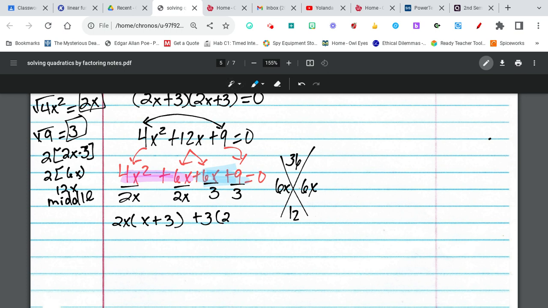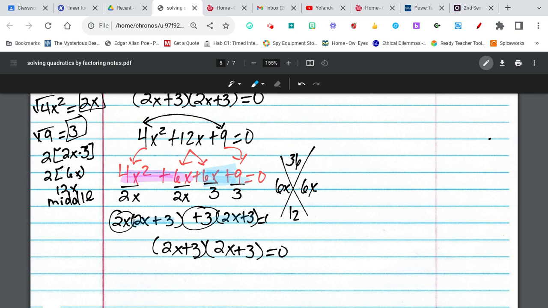Oh, I missed something right here. 4 divided by 2 is 2. So that's 2x plus 3. And then 6x divided by 3 is 2x. 9 divided by 3 is 3. So the common binomial factor is 2x plus 3, and the leftover is 2x plus 3 as well.